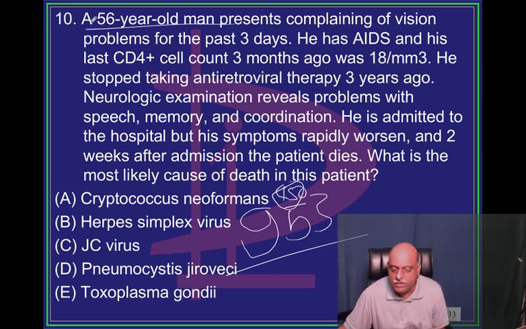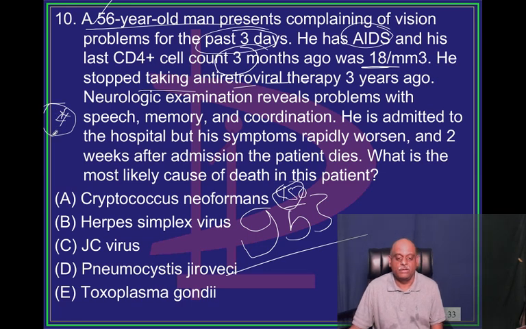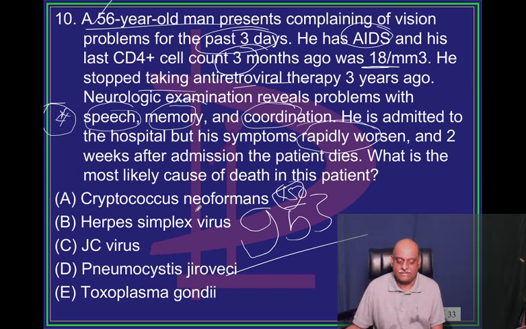A 56-year-old man complains of vision problems for the past 3 days. He has AIDS. His CD4 count is very low; it was only 18 three months ago. He stopped taking antiretrovirals. Very bad. Neurological examination shows problems with his speech, memory, and coordination. His symptoms rapidly worsened, and 2 weeks later he died. What is the most likely cause of the death?